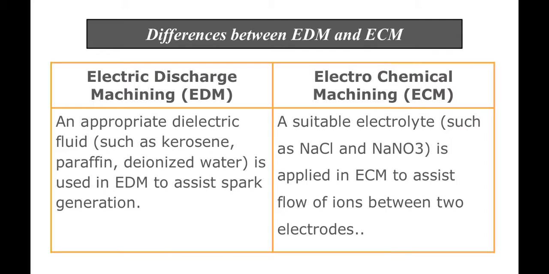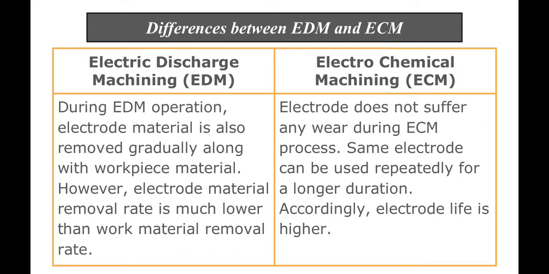During EDM operation, electrode material is also removed gradually along with the workpiece. However, the electrode material removal rate is much lower than the work material removal rate. In ECM, the electrode does not suffer because the same electrode can usually be used repeatedly for a long duration, and accordingly electrode life is also higher.